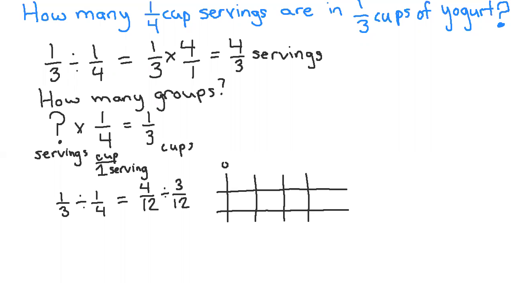where the third mark gets us to 3/12, which is our 1/4. One more tick mark gets us to the 4/12 or the 1/3. So the top line represents our cups. The bottom line will represent our servings. We know at 1/4 of a cup, we have 1 serving.